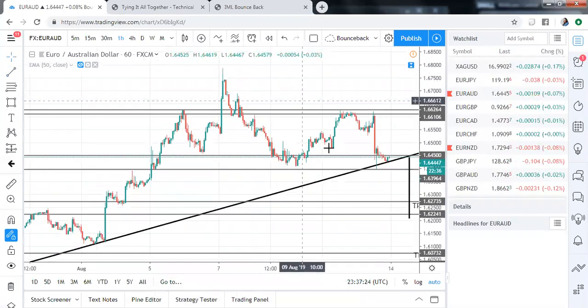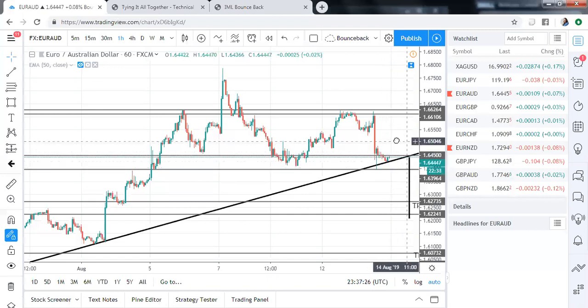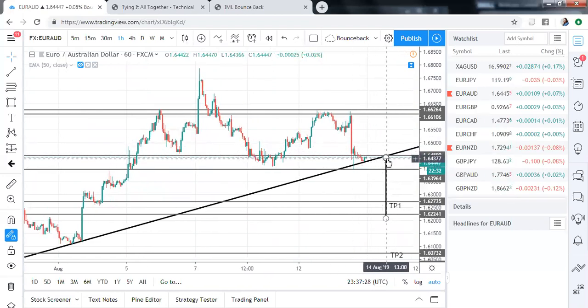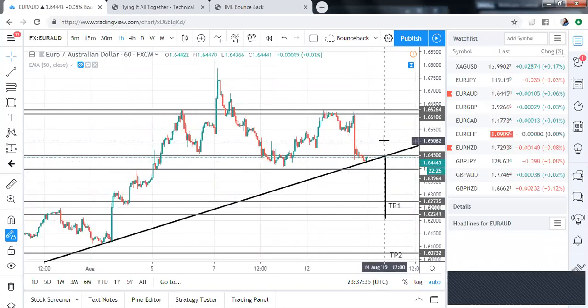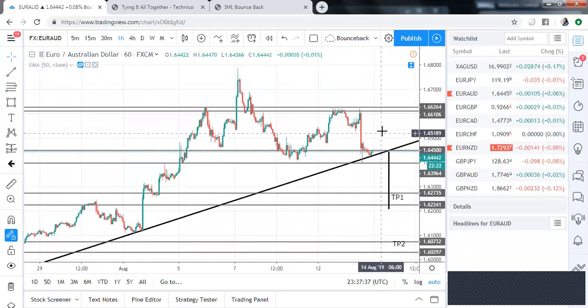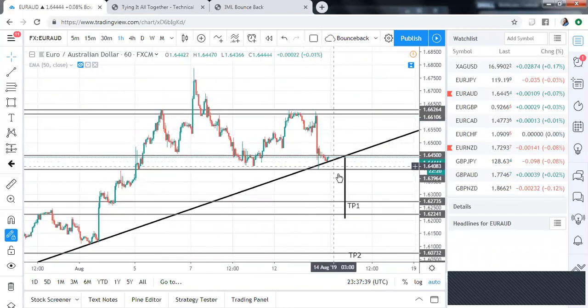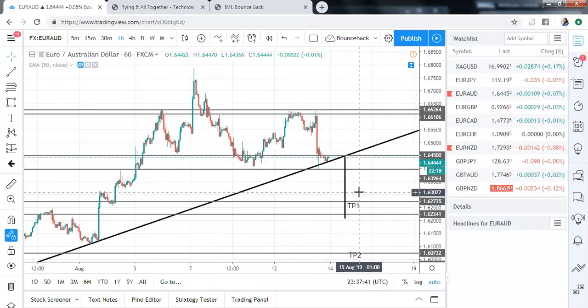And then you want to place it on the break of the neckline. That gives you a general idea of how far the trade would sell, and how far the trade will sell when it breaks that pattern.